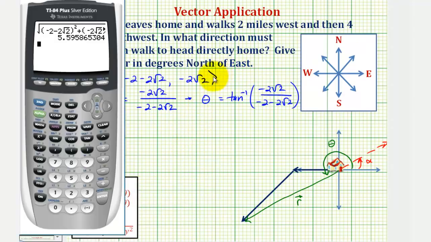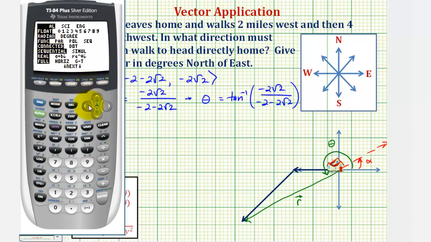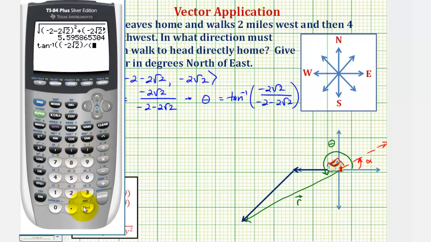We do want to make sure that we are in degree mode, so we'll press the mode key, go down to the third row here, highlight degree, press enter, and now back to the home screen, and we'll press second tangent, and then the numerator in parentheses would be negative 2 square root 2, right arrow, close parenthesis, divided by, in parentheses, negative 2 minus 2 square root 2, right arrow, close parenthesis, and another close parenthesis, and enter.